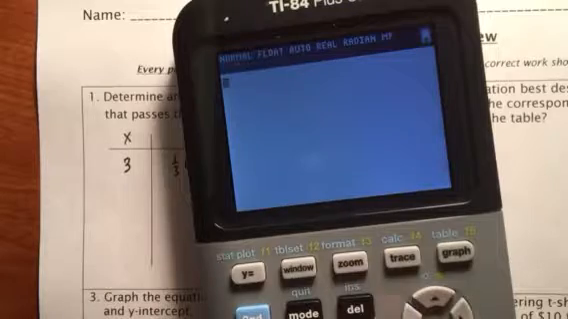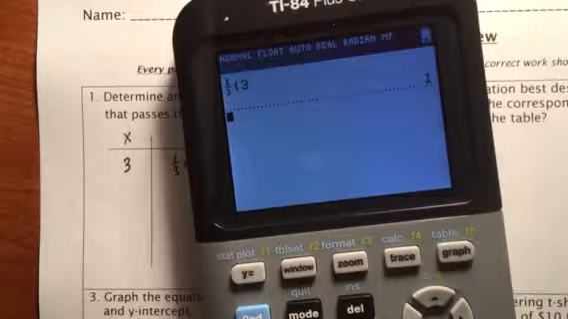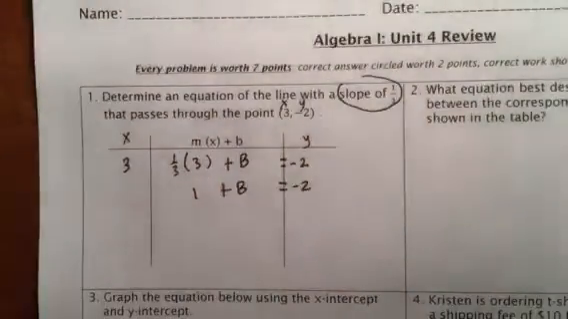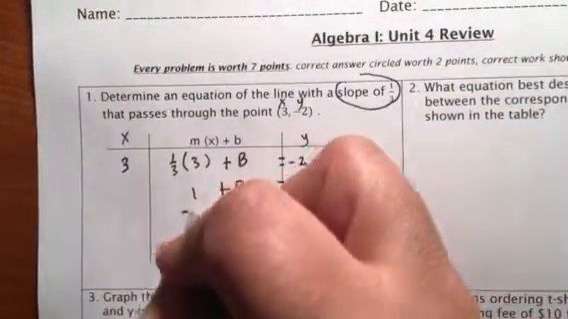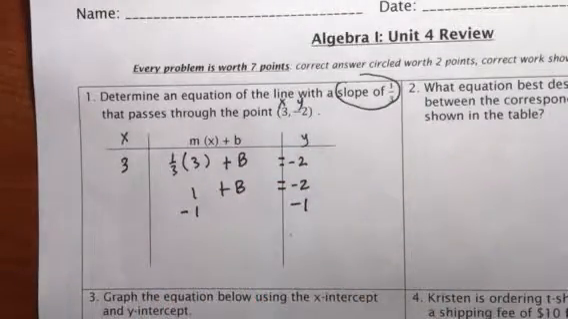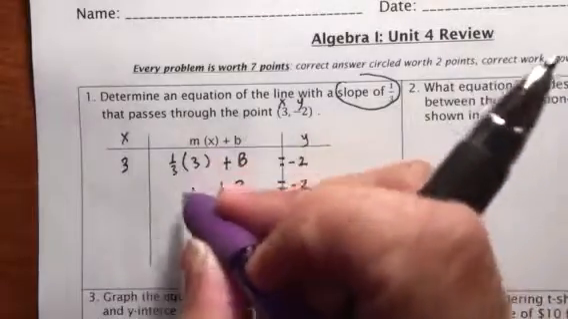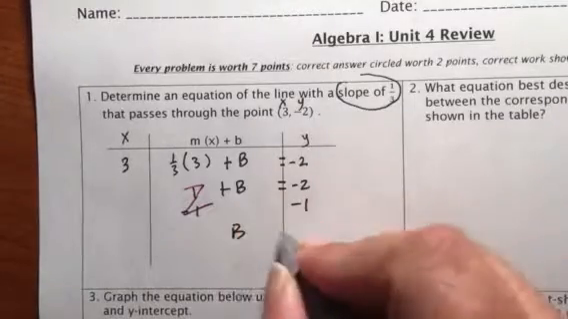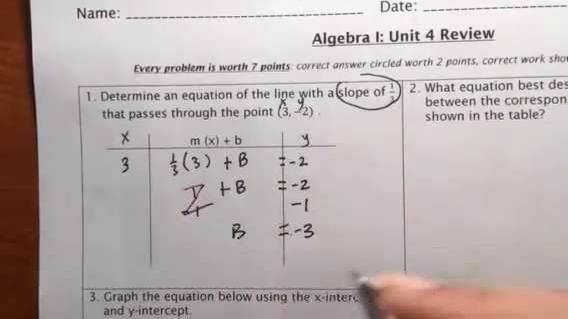So 1/3 times 3, oops, still came out to be 1. So how do I get b by itself? I have to subtract the 1 from both sides. This goes to 0. So you're left with b equals -3.